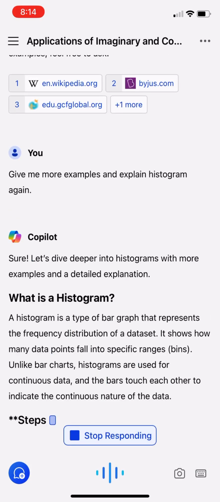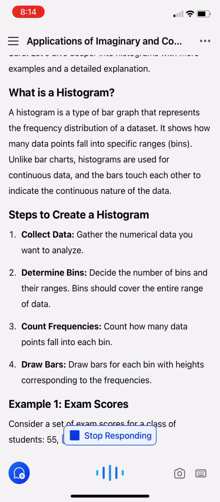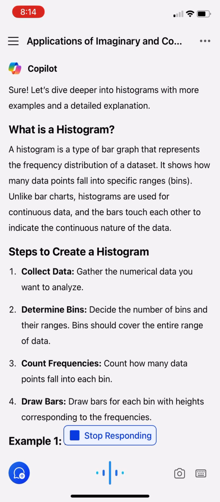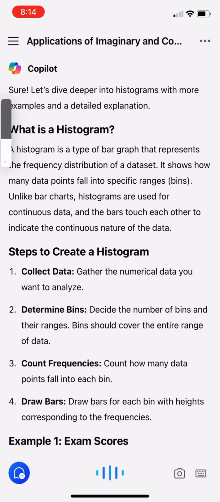Sure. Let's dive deeper into histograms with more examples and a detailed explanation. What is a histogram? A histogram is a type of bar graph that represents the frequency distribution of a dataset. It shows how many data points fall into specific ranges, bins. Unlike bar charts, histograms are used for continuous data, and the bars touch each other to indicate the continuous nature of the data. Steps to create a histogram.